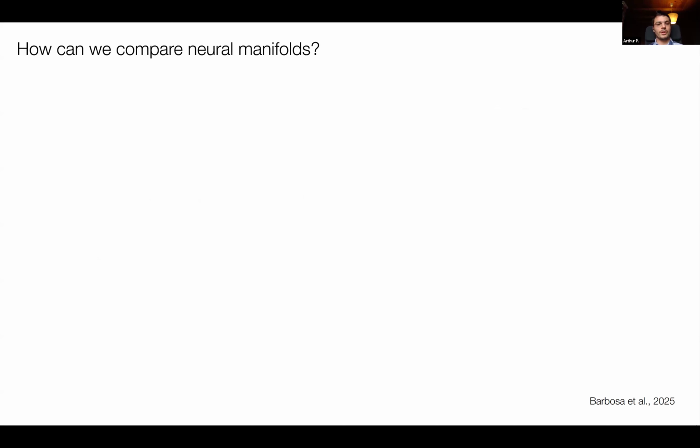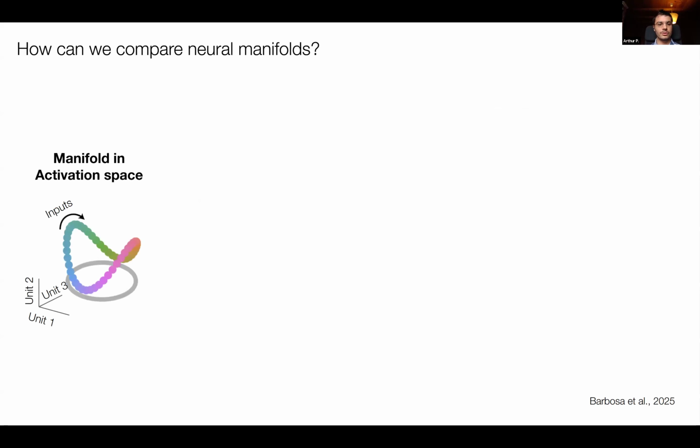So the broad question that we are trying to answer is how we can compare different neural manifolds or different representational manifolds in different networks. The way previous work has tackled this problem was as follows. Suppose you have a manifold in activation space. Here I'm showing a three-dimensional space where each axis is the activation of one unit in my hidden layer. I'm looking at the activation in response to different inputs, and just as in the case of the LLM that I showed at the beginning, it lies on a circle.